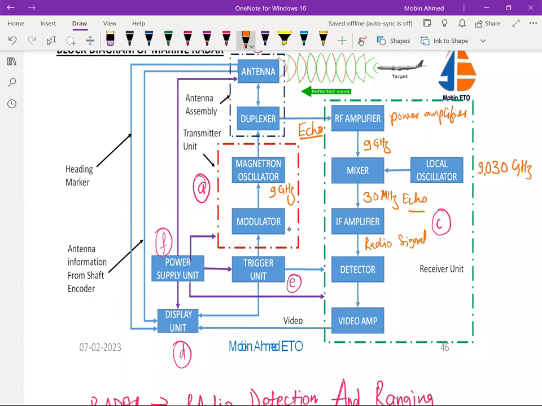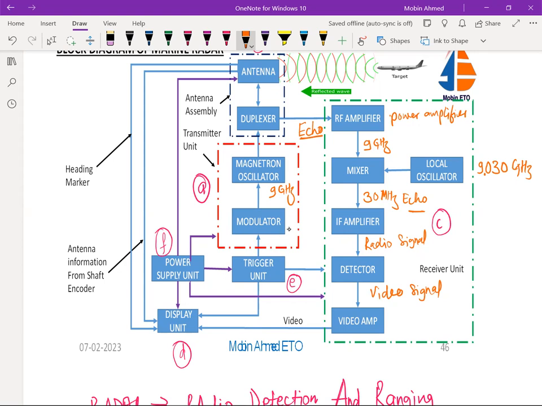That is the echo that will be converted into the video signal. For that we require a detector. So it will change the radio signal to a video signal, and this will come as a video to the display unit.